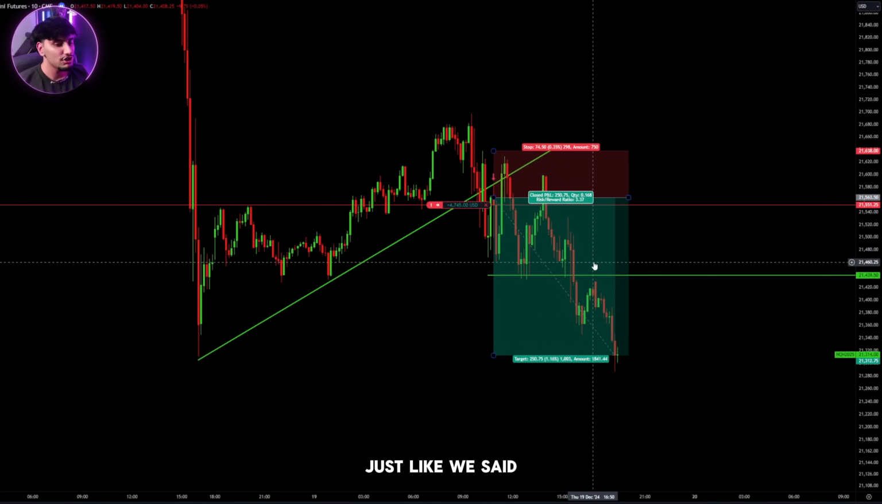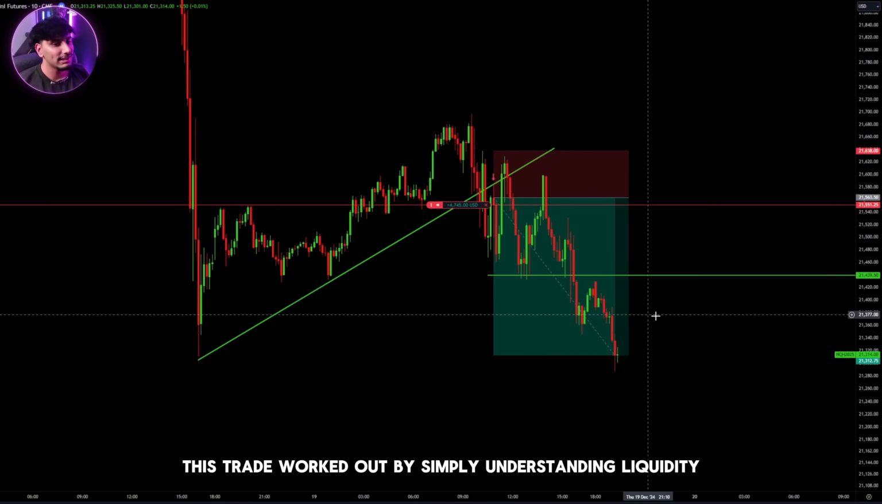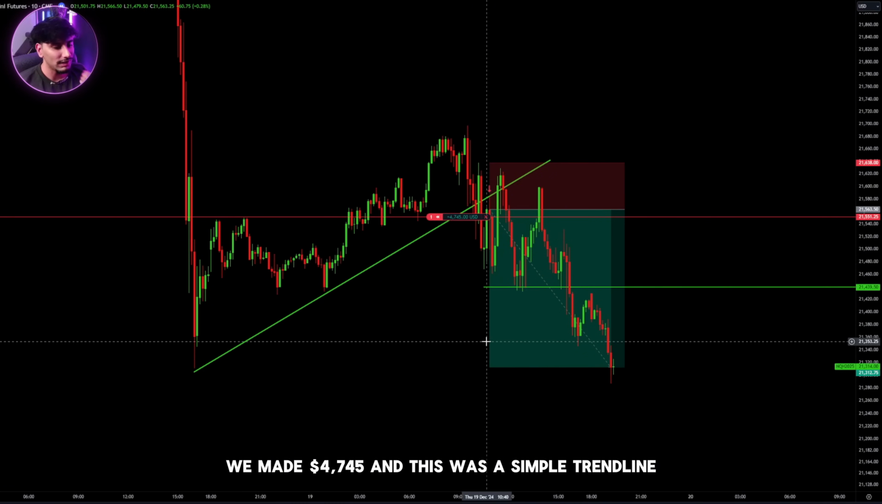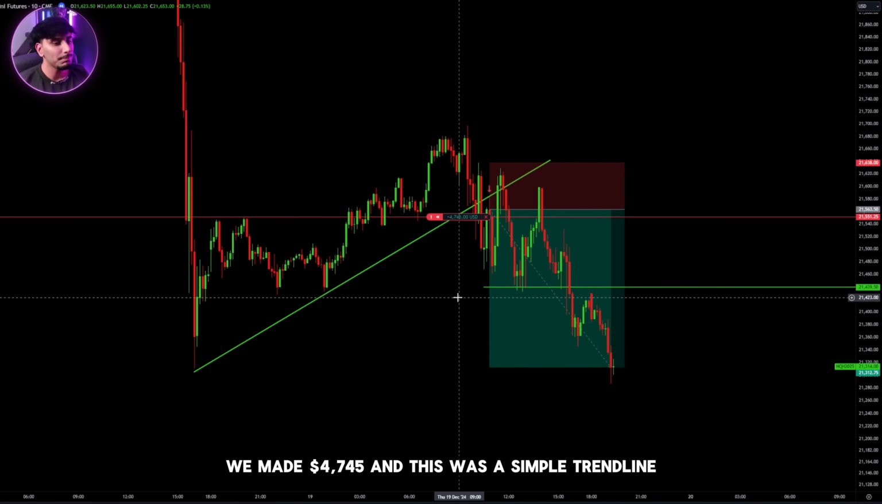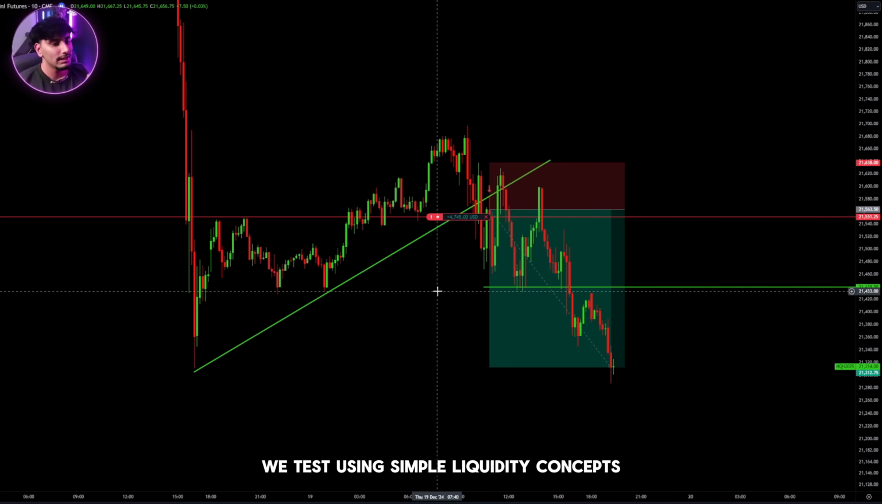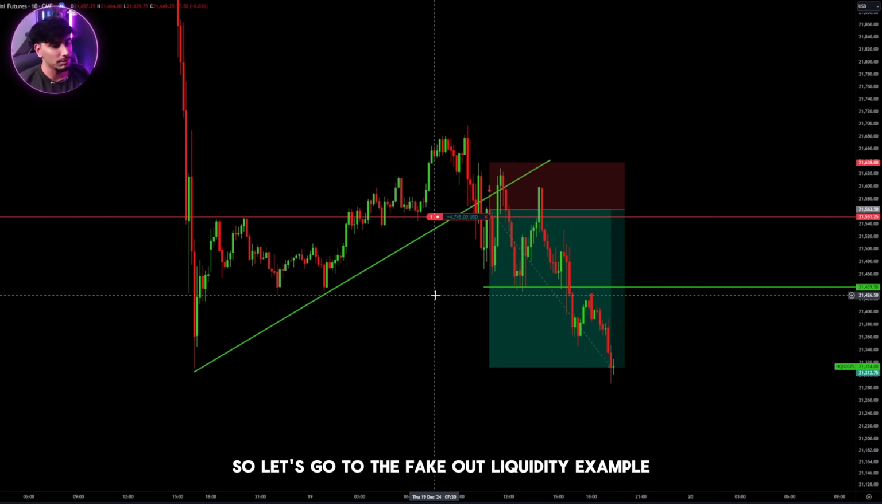As we can see, just like we said, this trade worked out by simply understanding liquidity. We made $4,745, and this was a simple trend line retest using simple liquidity concepts. Now, for the final example, we're going to talk about fake out liquidity, which is one of the most important liquidity concepts to actually learn. So let's go to the fake out liquidity example.